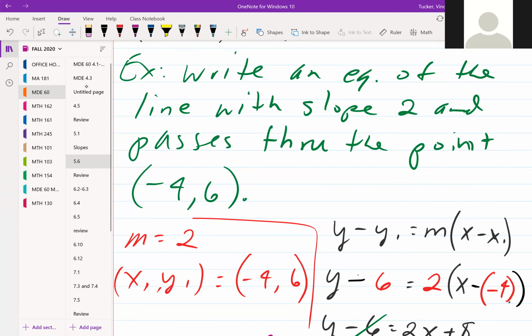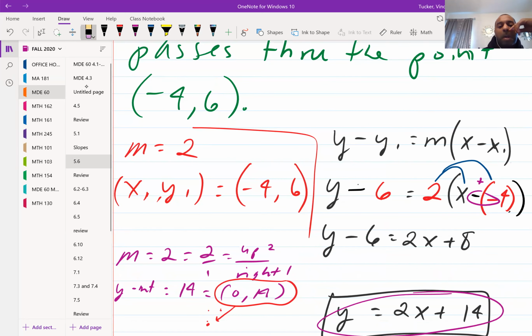All right. Like I mentioned, negative times negative turns positive, and we're going to distribute this 2. So that's why we have y minus 6 equal to 2x plus 4. I said 2x plus 4, it's 2x plus 8. And then to simplify it, we will subtract.